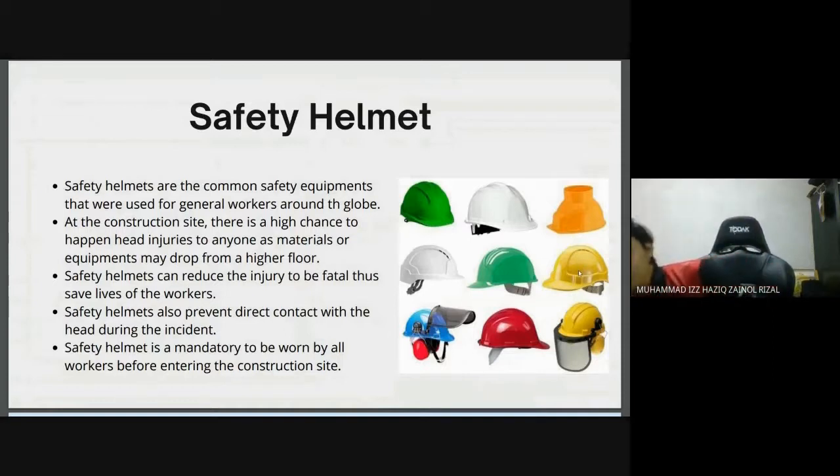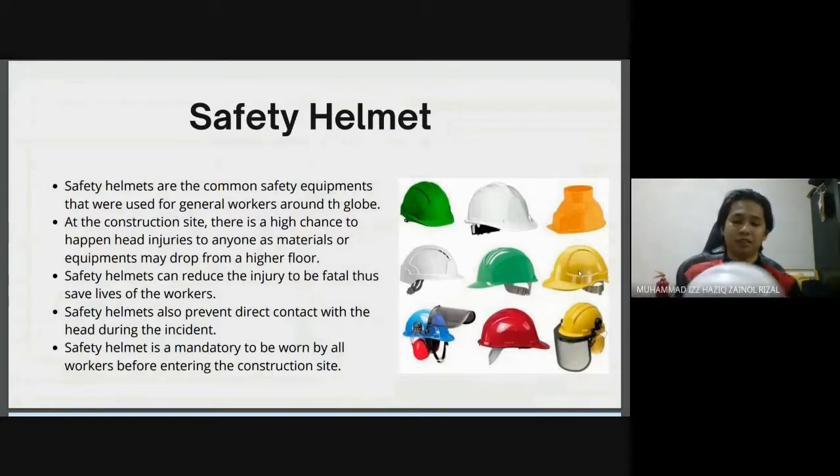Here I also have an example of a safety helmet. As you can see, it has a guard here and also a strap. Different colors will indicate different ranks at the construction site. Safety helmets also prevent direct contact with the head during an incident. So let's say any materials fall, they will hit the safety helmet first. Safety helmet is mandatory to be worn by all workers before entering the construction site.